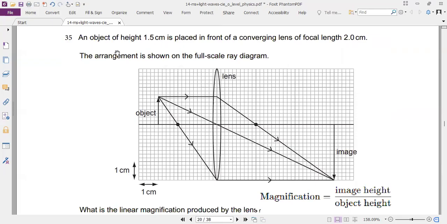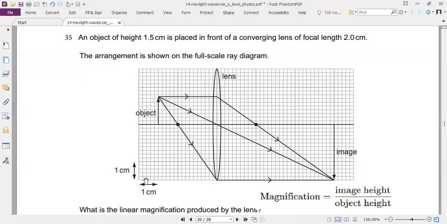We have question 35, a detailed scale diagram question. Scale diagram questions can only be done on the real object, they can't be done on images. But the formula to calculate magnification uses the height of the image. So you take a scale and you measure this height. Also, carefully look at these.